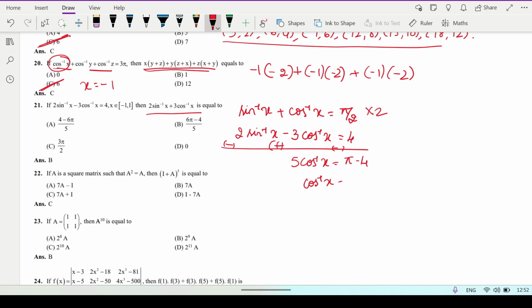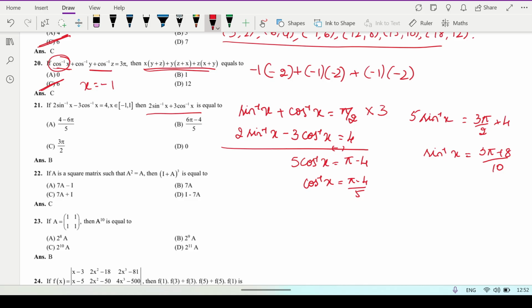Therefore, cos inverse x is pi minus 4 by 5. Similarly, now multiply the first equation by 3 and add these two equations. Then we get 3 into sin inverse x plus 2 into sin inverse x, that is 5 sin inverse x. Cos inverse x will get cancelled, that is equal to 3 pi by 2 plus 4. That means sin inverse x will be, if we take the LCM and also divide by 5, we get 3 pi plus 8 divided by 10.